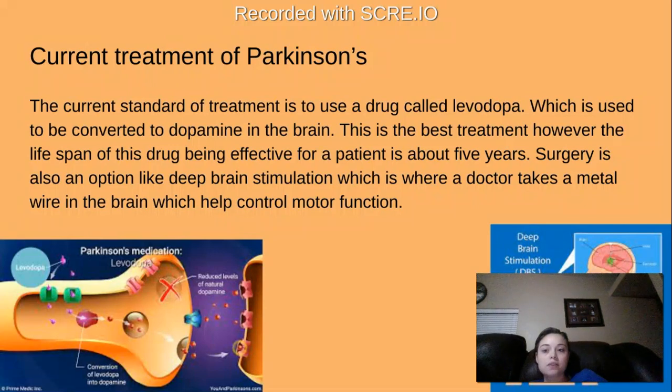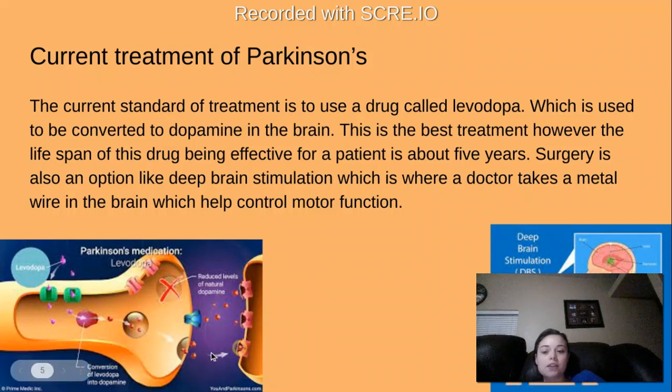Current treatment of Parkinson's. The current standard of treatment is to use a drug called levodopa, which is converted to dopamine in the brain. This is the best treatment. However, the lifespan of this drug being effective for a patient is about 5 years. Surgery also is an option, like deep brain stimulation, which is where the doctor inserts a metal wire in the brain, which helps control motor function.